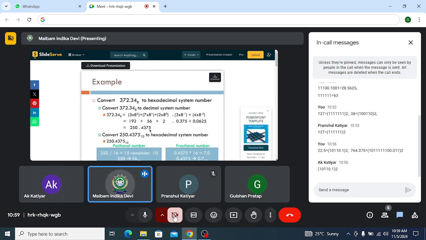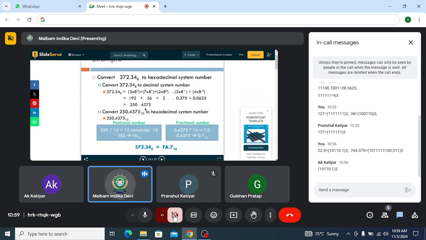So this is how you get the decimal number. Now from this decimal, you can convert it into hexadecimal by dividing. 16 will divide this number. For the non-fractional part, 250 it will divide. What is the remainder you get? The quotient you get is 15 and the remainder is 0, 10.